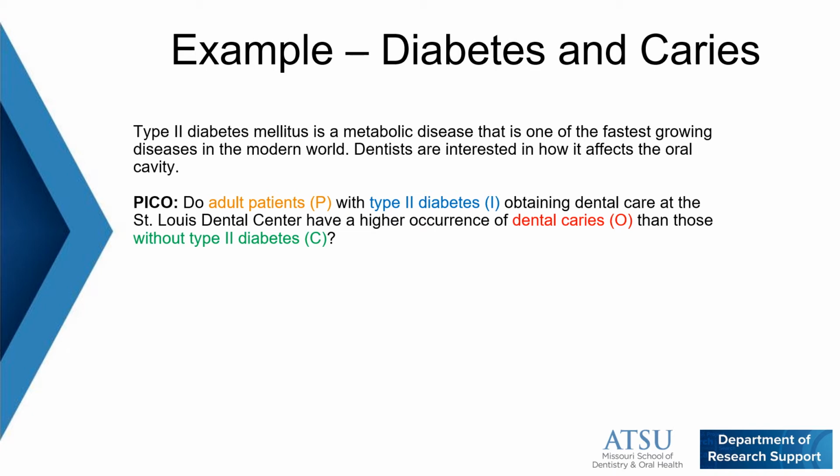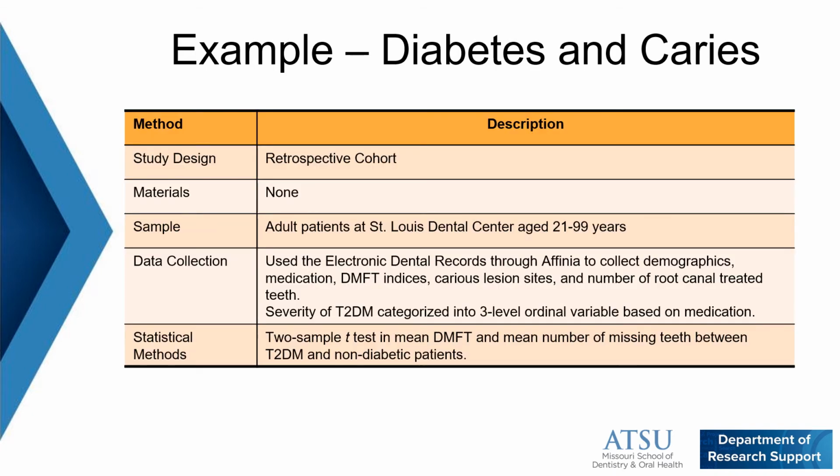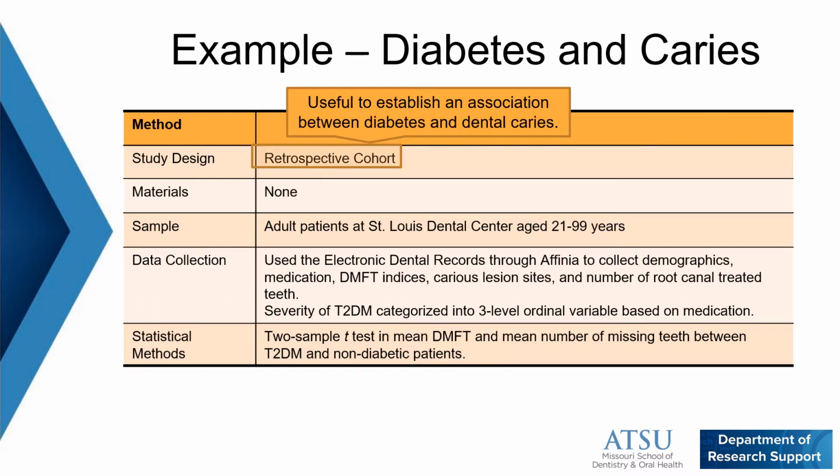Dentists are interested in how it affects the oral cavity. So our PICO question is: Do adult patients with type 2 diabetes obtaining dental care at the St. Louis Dental Center have a higher occurrence of dental caries than those without type 2 diabetes? So let's examine how they transform their research question into valid research methods.